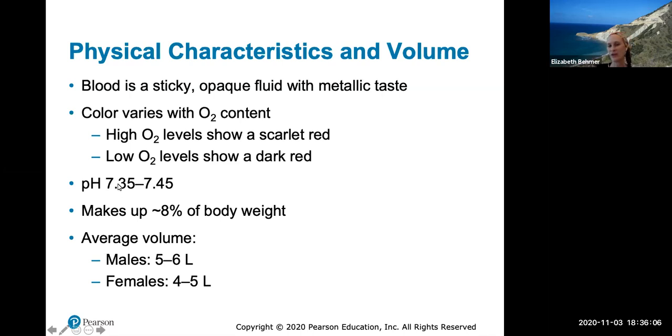Normal blood pH is right around 7.4, 7.35 to 7.45, I guess they say. Blood makes up about 8% of your body weight. And on average, we have about 5 liters, give or take 1 liter if you're a male or a female, which is a lot of blood or a lot of volume in your body.